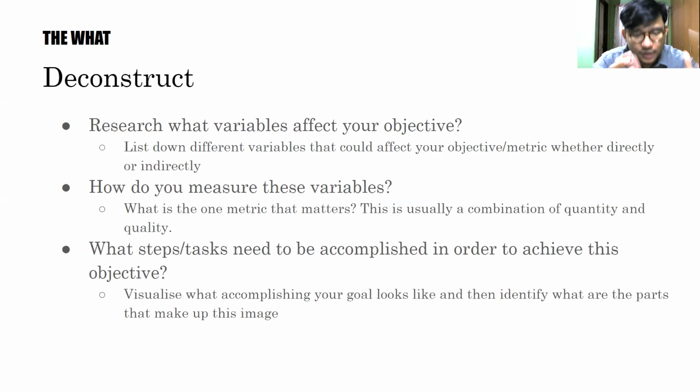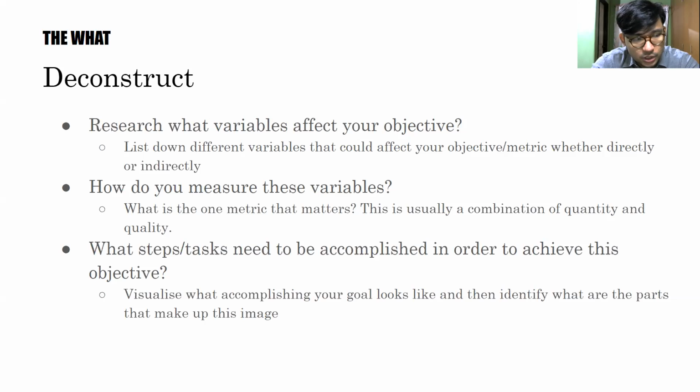So next, after you define exactly what your metric is, define exactly what success looks like, it's time to deconstruct what are the different variables that could affect this specific variable. So how do you do this exactly? First thing you have to do is research what variables affect your objective. For example, weight loss. What affects weight loss? Calories, exercise, diet. So these are different variables. So list down different variables that could potentially affect your objective metric, whether directly or indirectly.